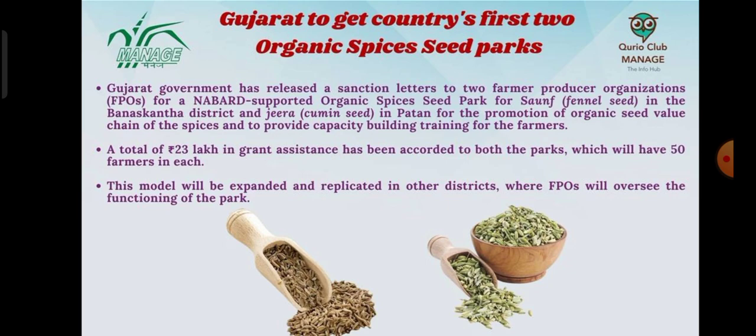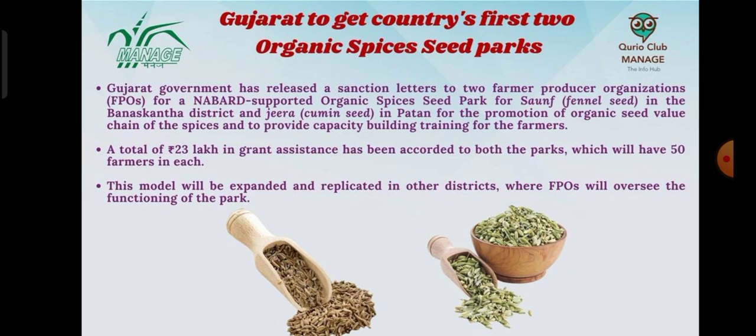The third topic is Gujarat to get the country's first two organic spice seed parks. The Gujarat government released sanction letters to two farmer producer organizations or FPOs for the NABARD supported organic spice seed parks for saunf, that is fennel seed, in Banaskantha district, and jeera, that is cumin, in Patan, for the promotion of the organic seed value chain of spices and to provide capacity building training for the farmers.